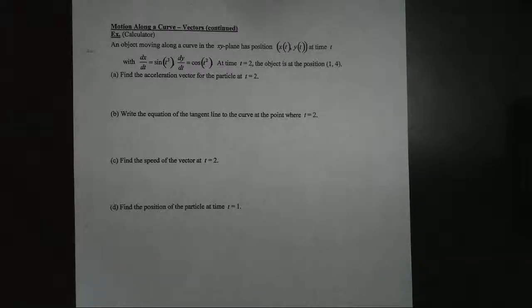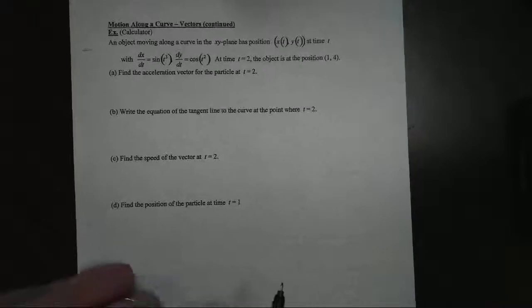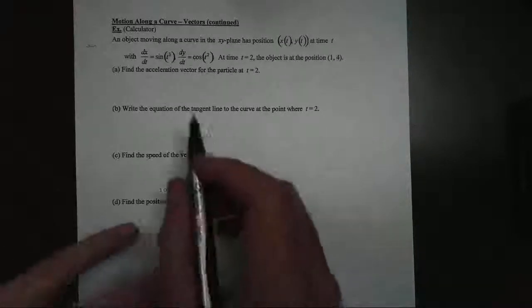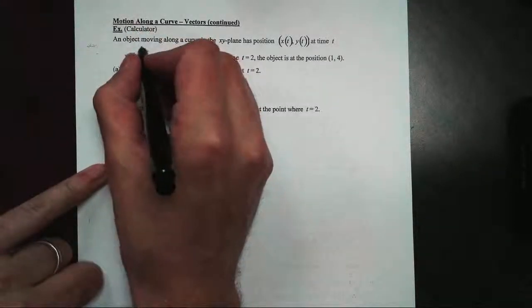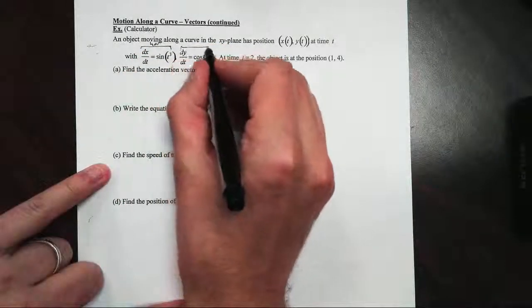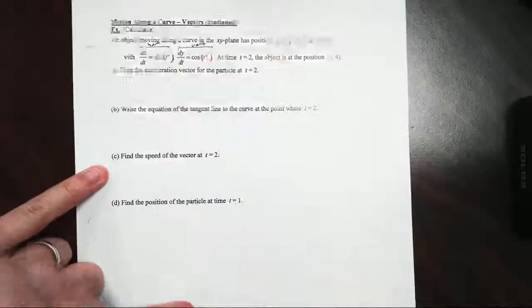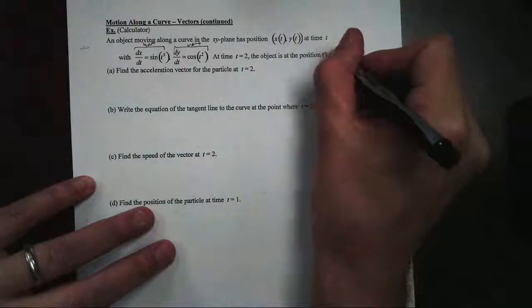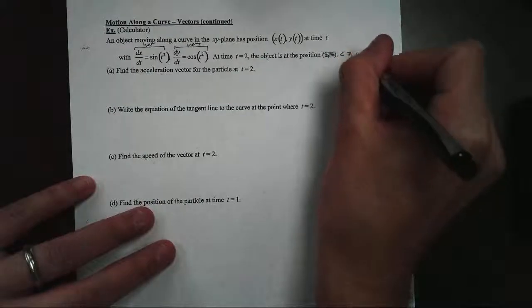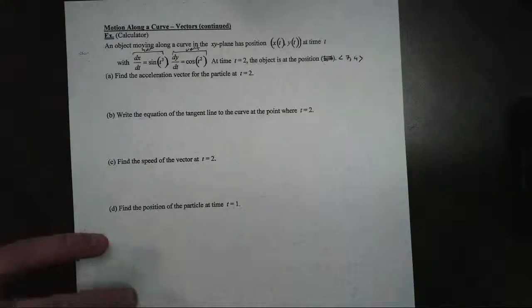Hi, welcome back. Today we're going to continue our discussion with vectors on a curve. Today we're going to use the calculator though. So we're given this parametric equation and they've given us dx/dt and dy/dt. Remember, this is my horizontal velocity and this is my vertical velocity. And at time equals 2, they give me the position as (1, 4). We're going to make that (7, 4) to make it look a little bit nicer for us today.